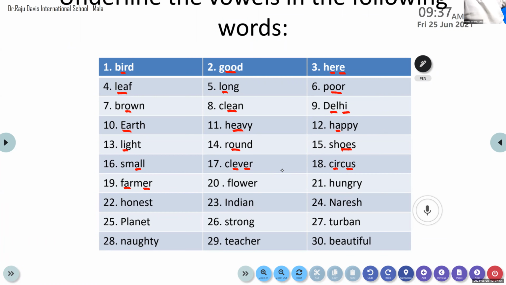F-L-O-W-E-R. Okay, how do you pronounce the word? Flower. Okay, we say it as flower. So how many vowels are there? 2. Yes, what are they? O and? Come on, tell me. O-E. E, very good.